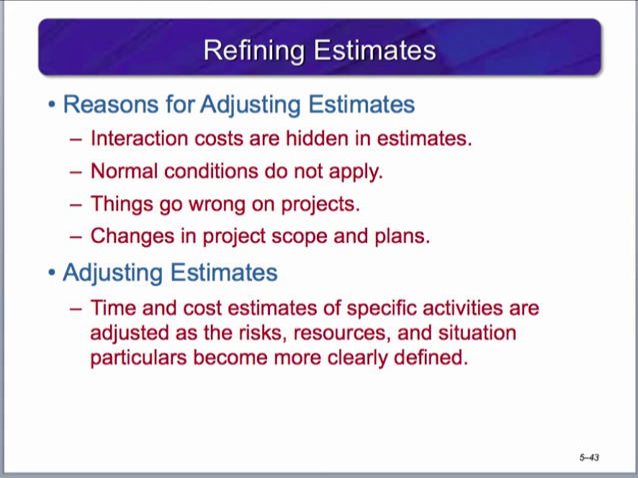Changes in project scope and changes in plans may cause you to adjust your estimate. As the project proceeds, a much better understanding of what needs to be done may lead to major changes in project plan and costs. Projects in midstream may have to be modified due to new demands by the customer and/or competition. As the project takes shape and adjustments are necessary, time and cost estimates of specific activities are adjusted as the risks, resources, and situation become more clearly defined.